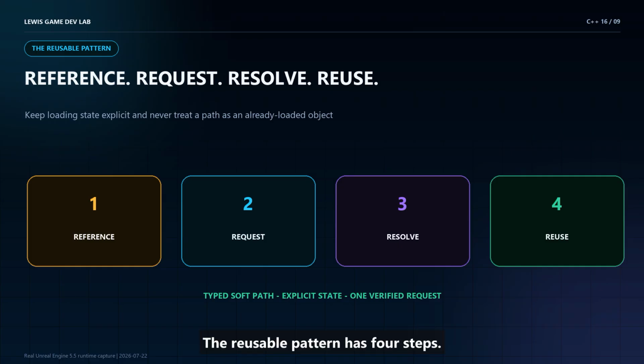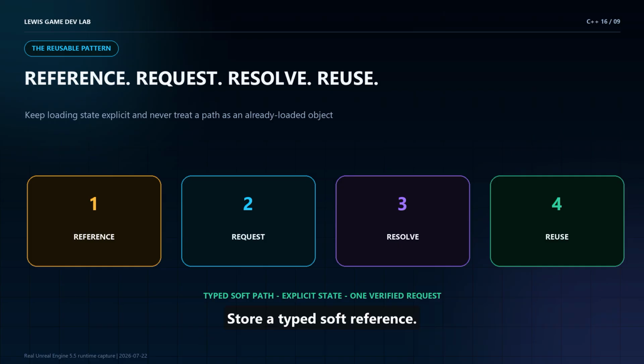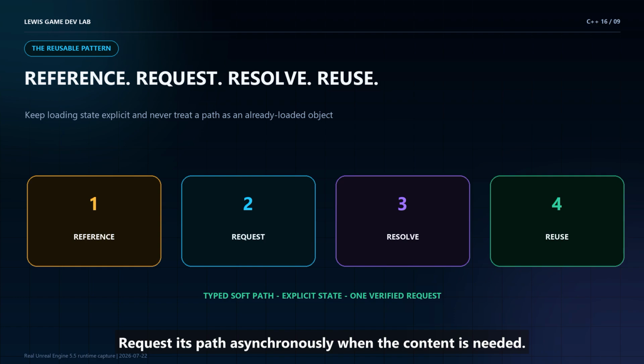The reusable pattern has 4 steps. Store a typed soft reference. Request its path asynchronously when the content is needed. Resolve and validate the object inside the completion callback. Reuse the loaded object while its lifetime is intentionally maintained.